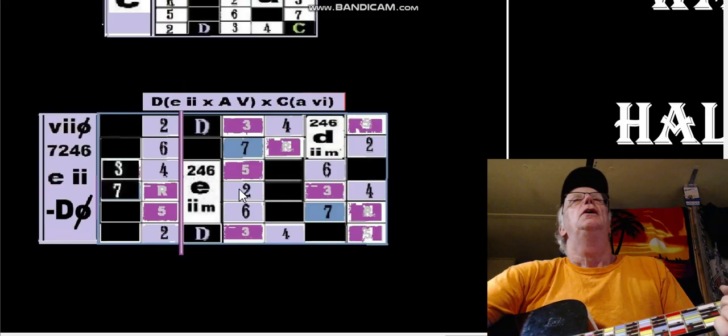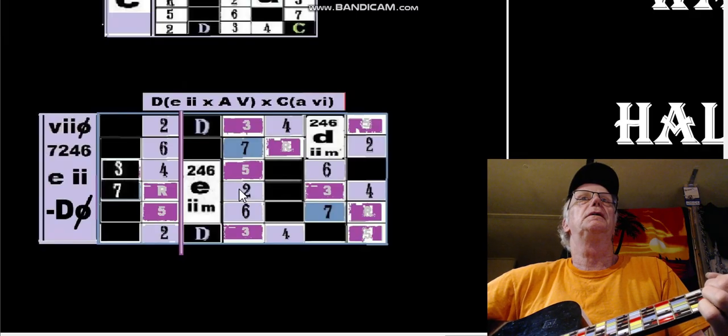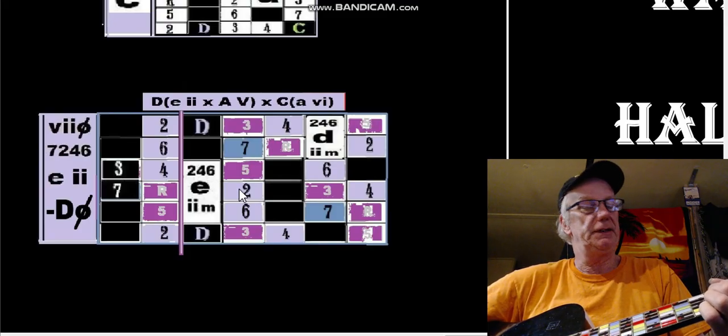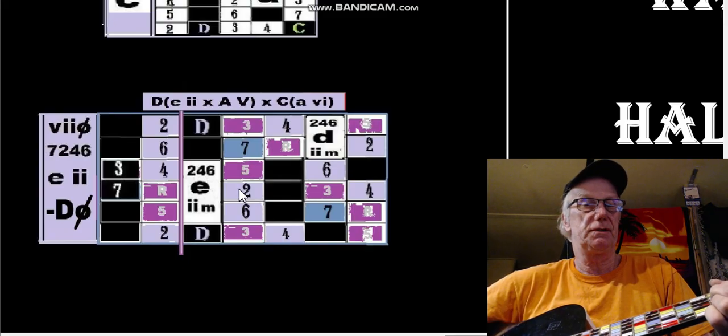Okay, so if we wanted the 6, we could drop that down. But then where's our 7? See, now we don't have a well-defined sound. We have more like a D minor 6 chord in the key of C. So we want to hit this for sure.